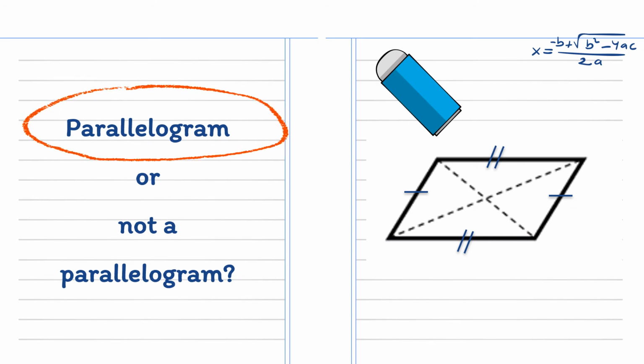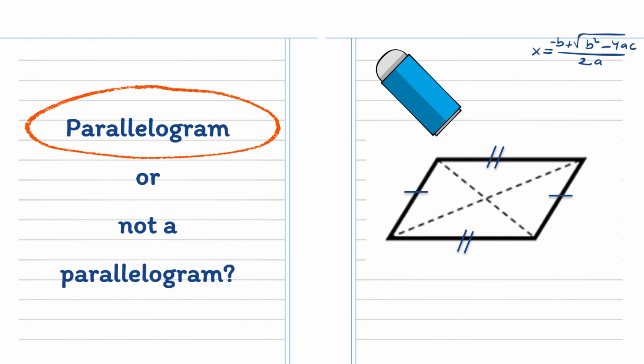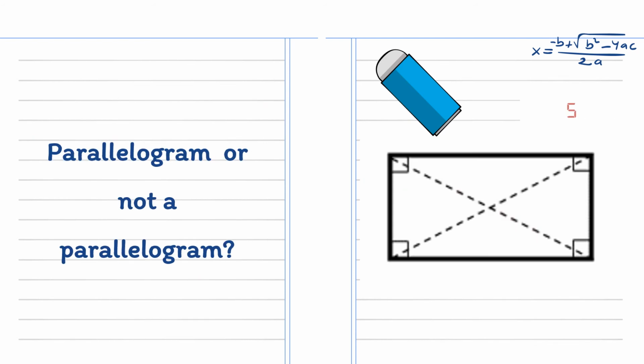Very good. This first example is a parallelogram because it satisfies our first rule that both pairs of opposite sides are congruent. Next one. Is it a parallelogram or not?